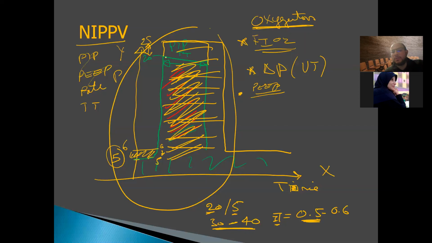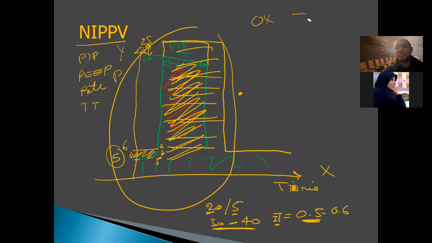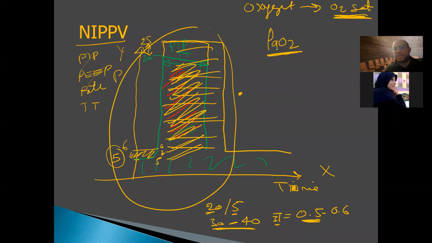Okay, so those are for the oxygenation. Regarding the ventilation, the oxygenation, we look at our oxygen saturation. We discussed early, for those who joined late, that usually we look at oxygenation by looking at the oxygen saturation. Very, very rarely do we look at the PaO2, and we explained why.